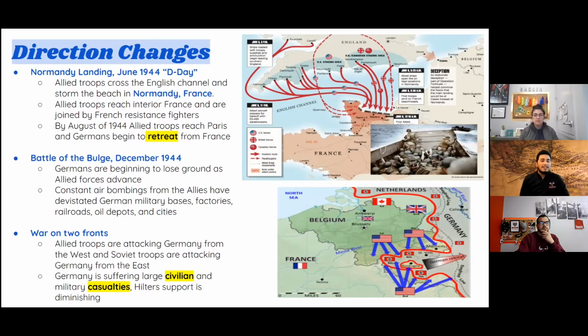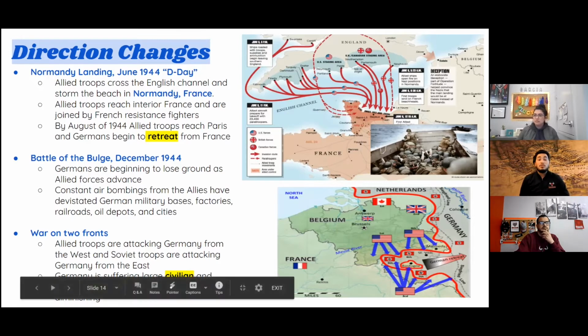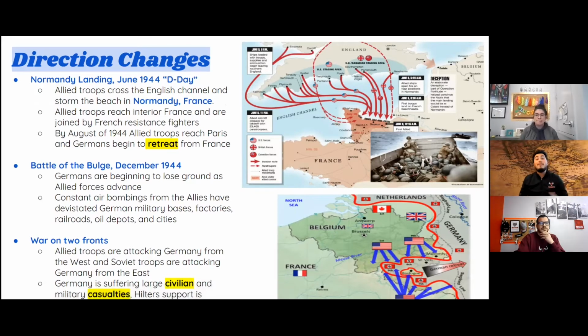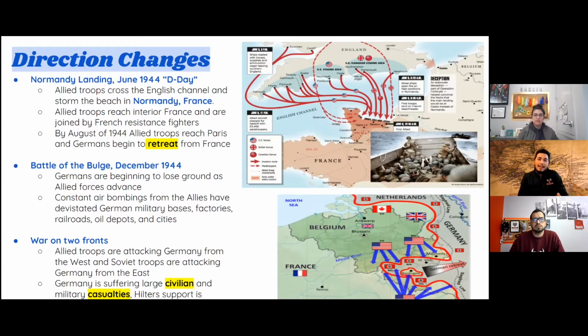By August of 1944, Allied troops reach Paris and Germany begins to retreat from France. Even though that might sound like it quickly happened, it didn't. There were so many things that happened in between, but you will see that the Allies will slowly get more power and control in France and push the Nazis further back to their own country.